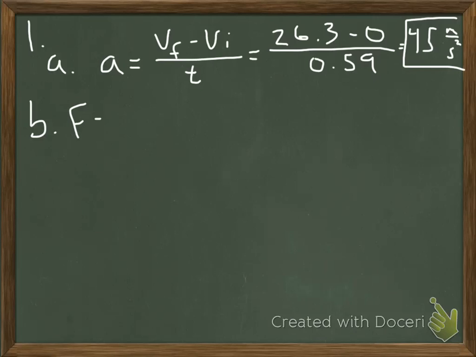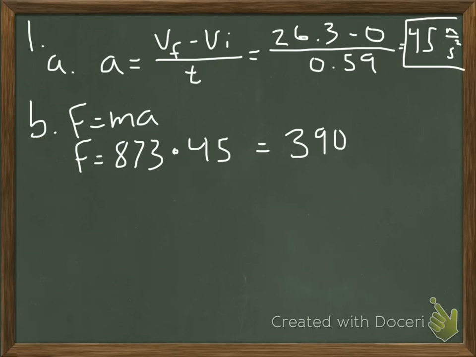Recall that force is equal to mass times acceleration. So I can take the mass of the dragster times the acceleration of the dragster that you got in Part A.